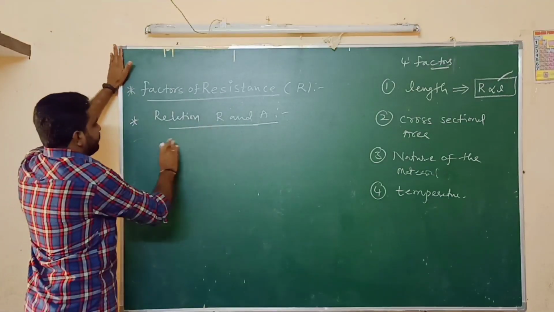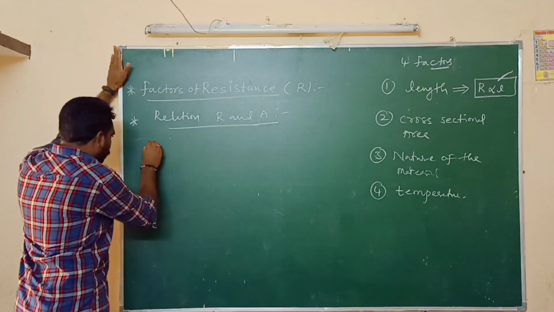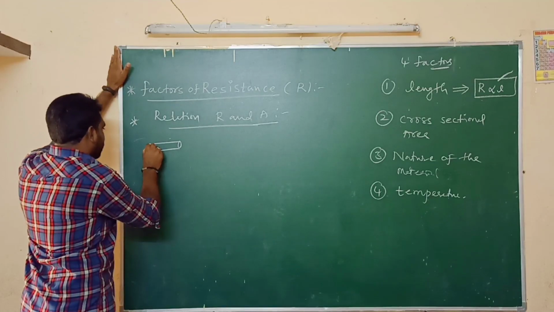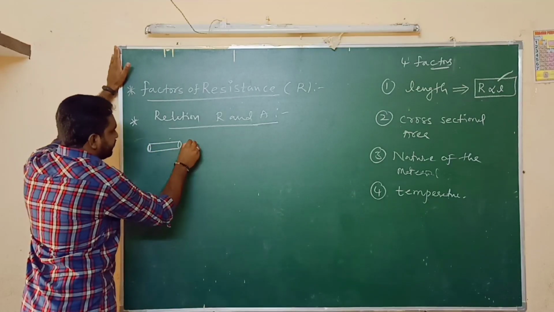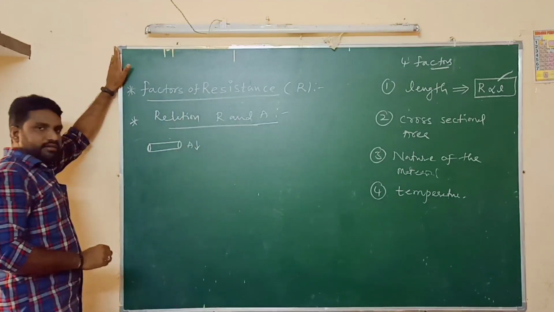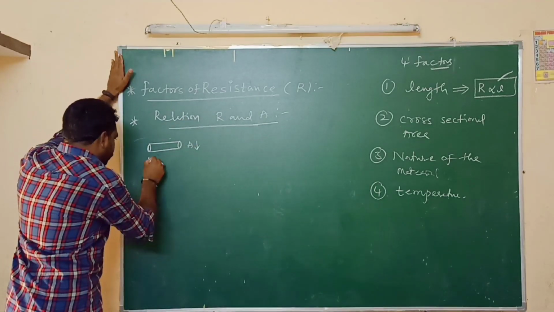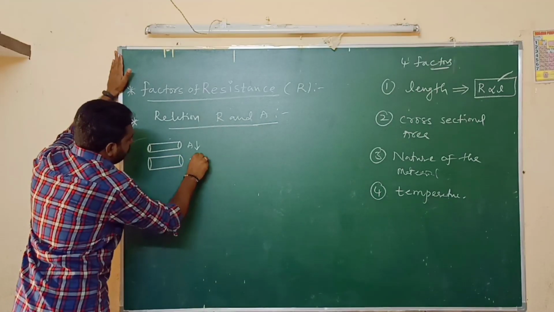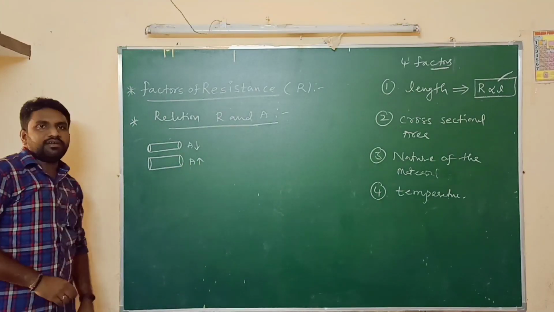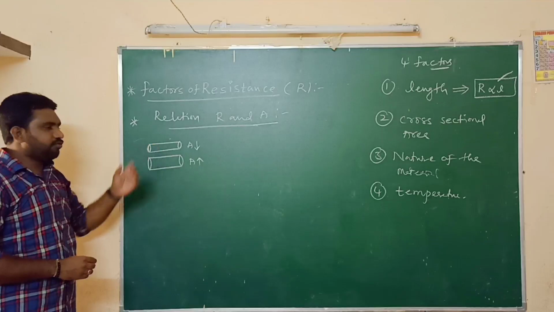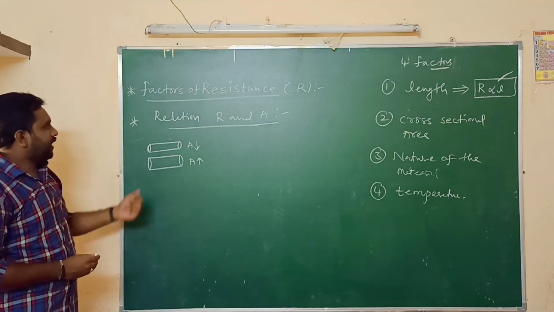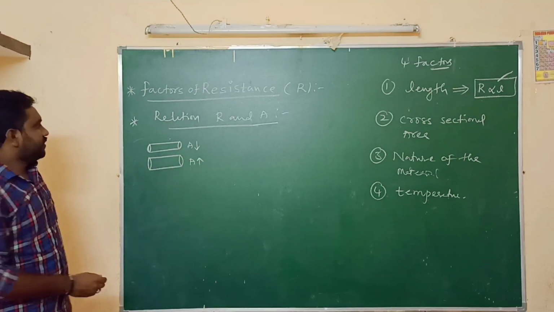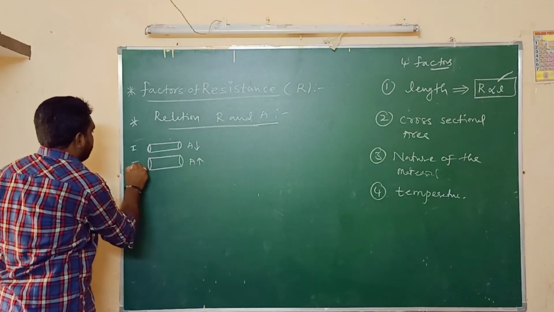We should consider two wires. The first wire should have less cross sectional area, and the second wire should have more cross sectional area. But the remaining things will be constant. That means the wires should be made of the same material, like copper, and should have the same length. The difference here is that they should have different cross sectional areas. We consider these as sample 1 and sample 2.